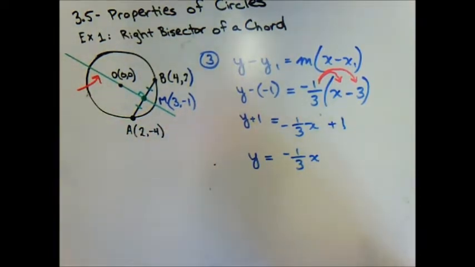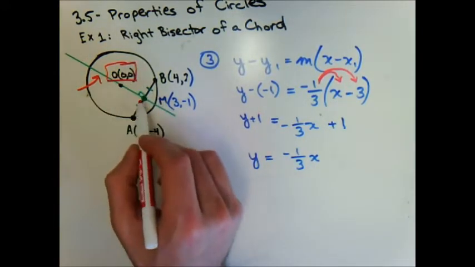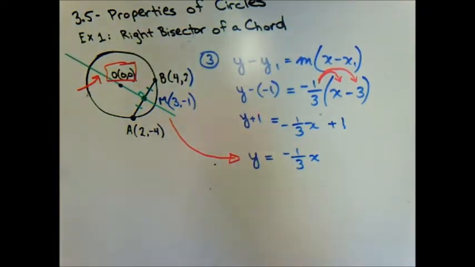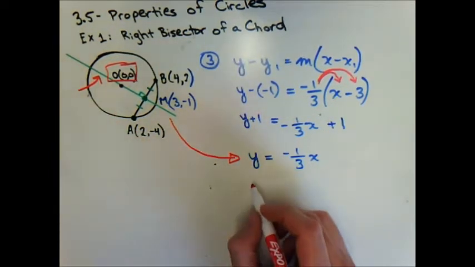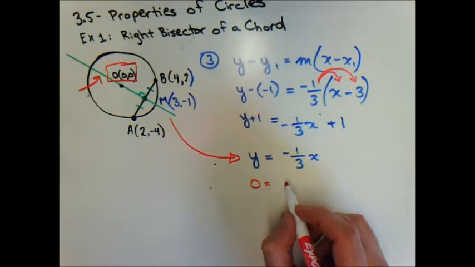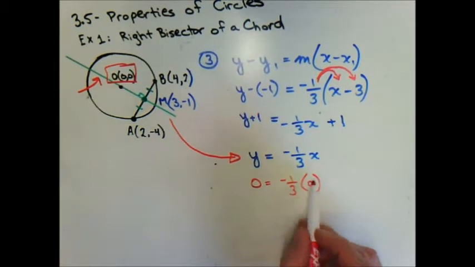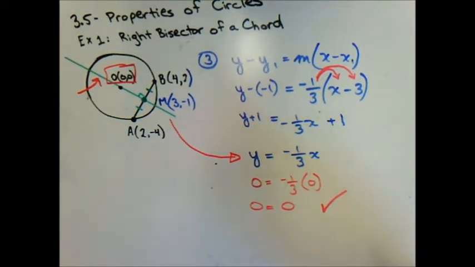So what do I need to do? We want to find out if this point lies on this line, and this line has this equation. I need to see if the coordinates of the point satisfy the equation. So I sub in 0 on this side, 0 on this side. Anything times 0 is 0. So are these the same? Yes. The center of the circle satisfies the equation of the right bisector.